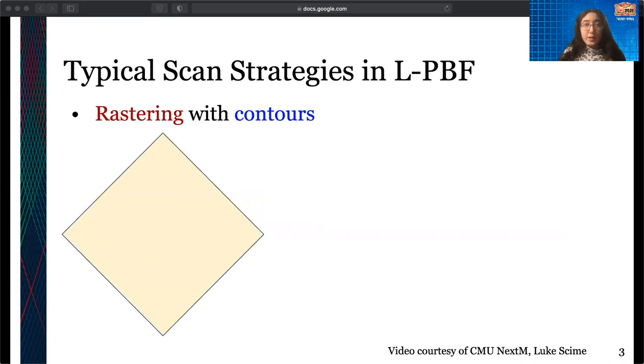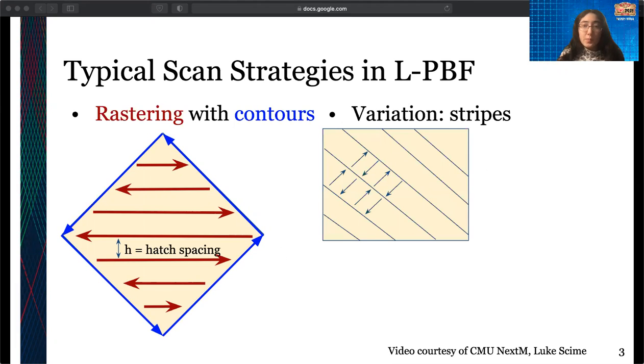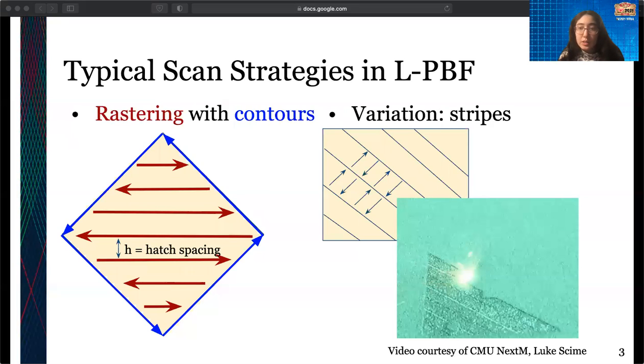So to start off with, in laser powder bed fusion, the typical strategy is rastering, so going back and forth across the part at a fixed hatch spacing with a contour pass at the end to cover the edges of the part. There are some variations that machine manufacturers have come up with, notably stripes, in which you divide the part into these different stripes and raster within those stripes specifically. Here you can see a video of one of the machines rastering back and forth.